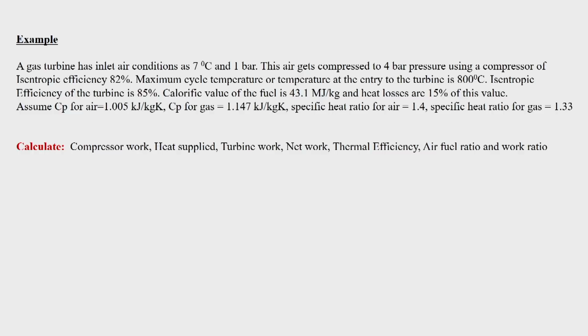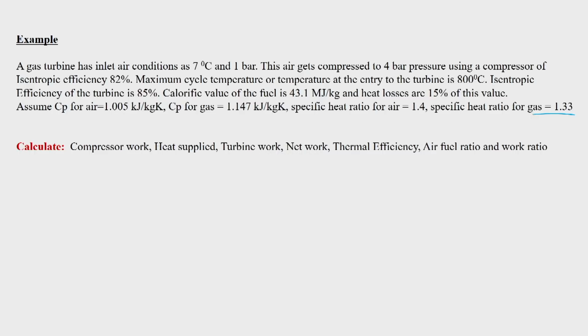This air gets compressed to 4 bar pressure using a compressor of isentropic efficiency 82%. Maximum cycle temperature, or temperature at the entry to the turbine, is 800 degrees Celsius. Isentropic efficiency of turbine is 85%. Calorific value of the fuel is 43.1 megajoule per kg. Heat losses are 15%. And then we are given certain standard data: specific heat ratio for the gas. This is a new concept which is given to us.